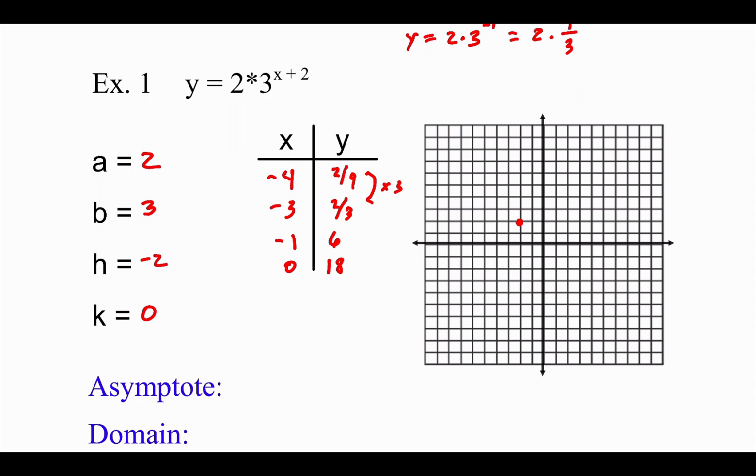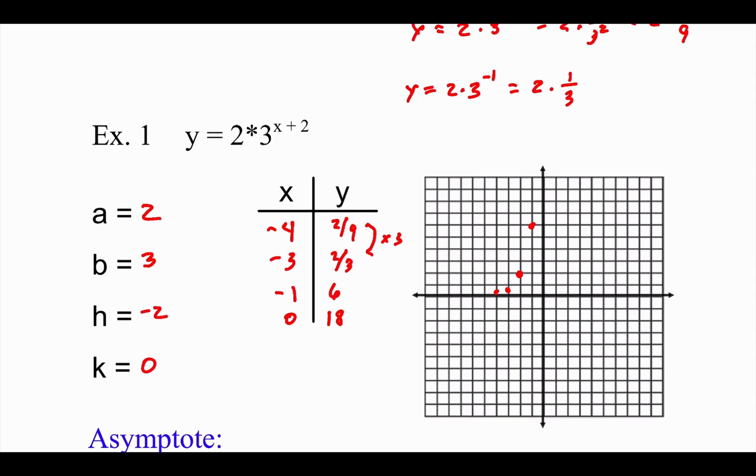All right, let's plot some points here, at least approximately. So we've got -4, 2/9. So let's say it's about right there. -3, we're about right there. We've already got -2. At -1, we're at 6. And then for 0, we're way up off the graph now, way up at positive 18. And so again, if we sketch this in, way up here.